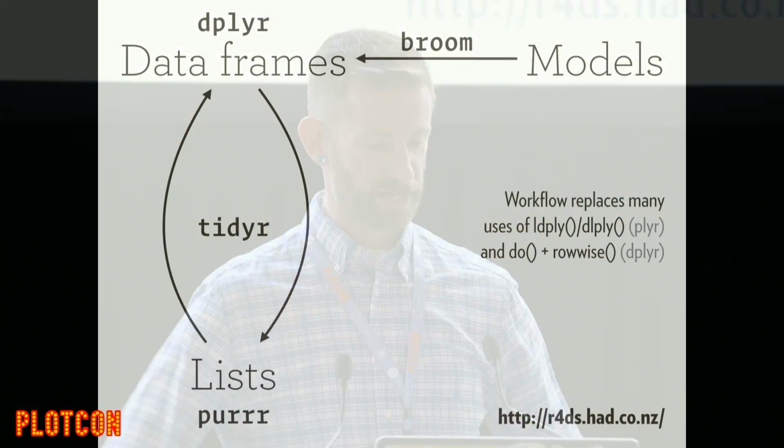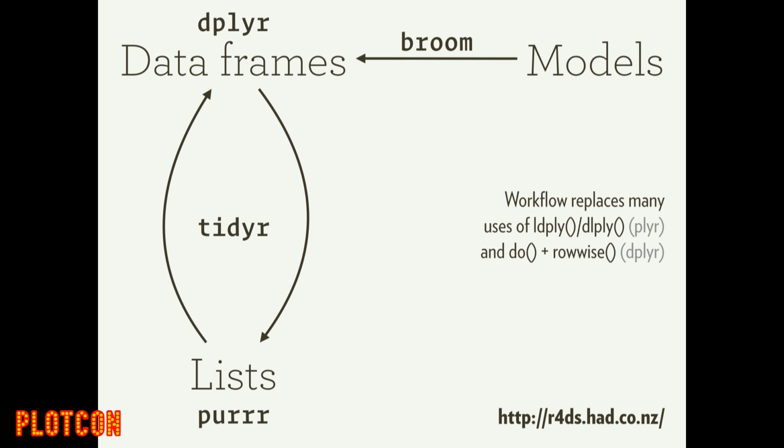Finally, when you've got hundreds of models, you want to understand what's going on. A really powerful technique is to take those models and turn them into tidy data frames. And a great way to do that is to use the broom package by David Robinson. So here's the summary of how all these bits fit together. dplyr works with data frames, and purrr works with lists. tidyr does lots of things, but one of the things it provides is these nest and unnest tools for converting between the two. And then you have broom if you want to take your models and convert them to data frames.